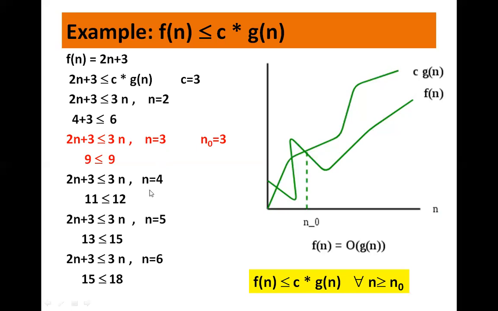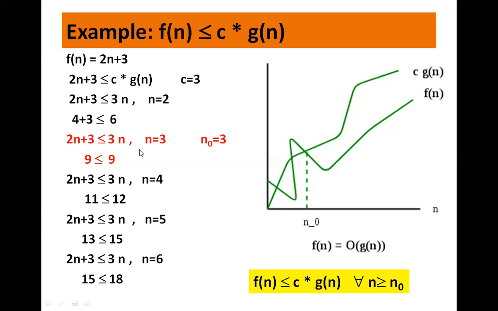So let us see here again. When I increase the value, now n becomes 4. When n becomes 4, I get 11 here and 12 here. So the condition is true. This is my f of n and this is my c into g of n, so it is greater than f of n. When I increase n to 5, again it is the same. When n is 6, again it is the same.